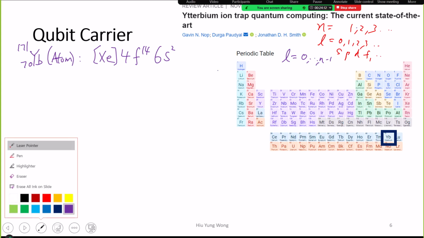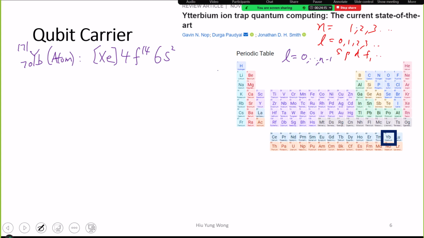Now, this is just the atom. I just introduced you to this atom. But the carrier is what? For the trapped ion here, the carrier is actually ytterbium plus, which means that it is going to lose 1 electron. So if it loses 1 electron, the ion, because it's a trapped ion, so it is an ion as the carrier, is 4f14 6s, right? Because I lose 1 electron from the 6s shell. If you ignore this part, this is just like the hydrogen atom, right? I have 1 electron on the s shell.